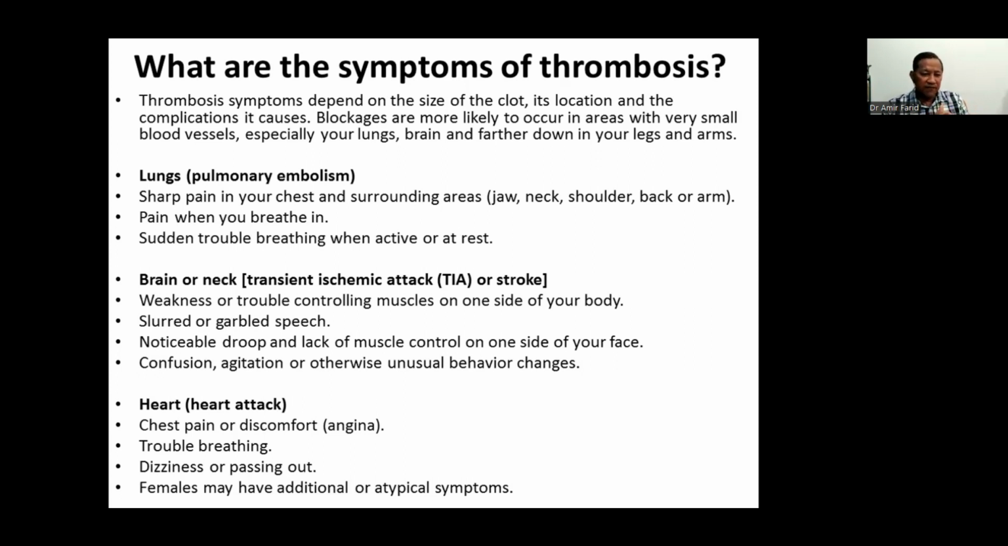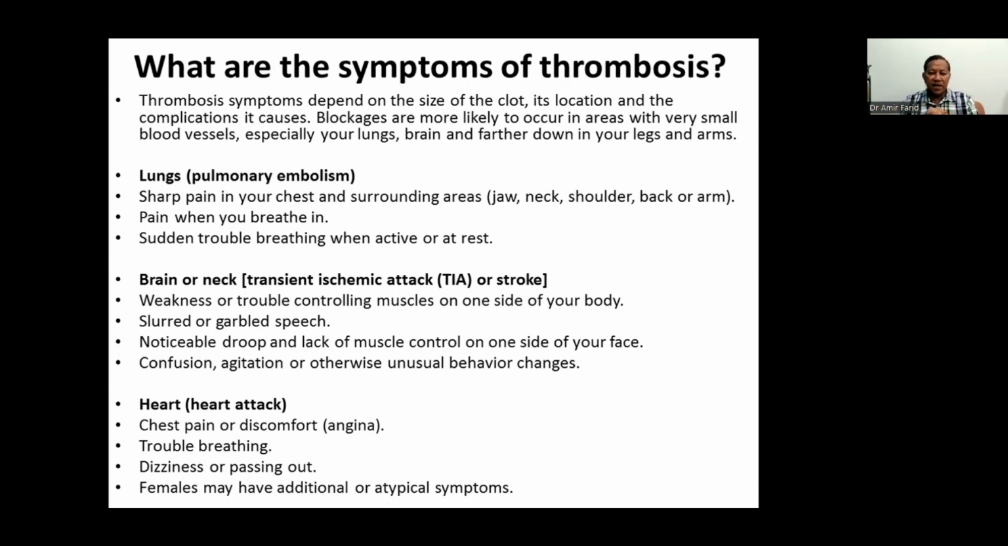So if you have pulmonary embolism, then you have sharp pain in the chest and surrounding areas, the jaw, neck, shoulder, back, or arm, and pain when you breathe in, and sudden trouble breathing when active or at rest. Remember, embolism tends to happen suddenly because of sudden blockage. When the blood clot gets lodged in a vessel, it cannot go further.